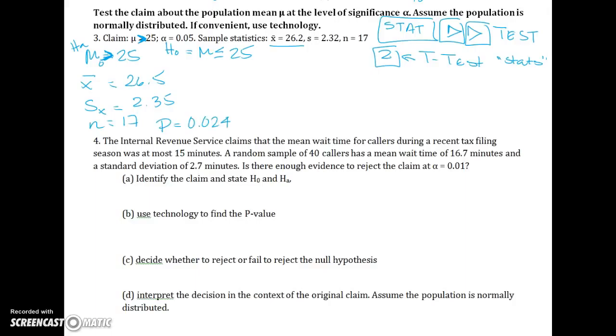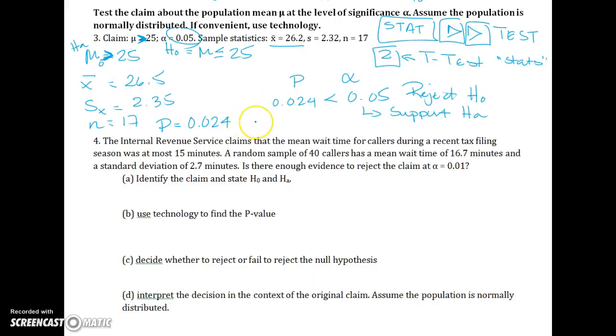So I got 0.024 for mine, and if I'm comparing the p and the alpha, my p is 0.024, and my alpha for this particular problem was 0.05. So my p is less than that. Therefore, I'm going to have to reject the null hypothesis, which therefore means that I support the alternative hypothesis. Why do I care about this? I care about me supporting this time because my claim is an alternative hypothesis. It's not a null hypothesis.